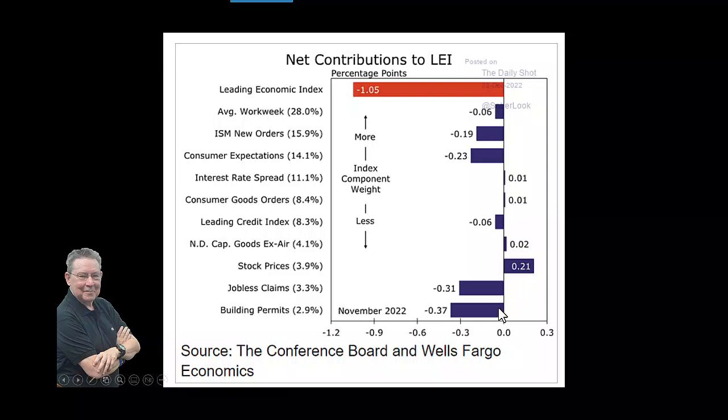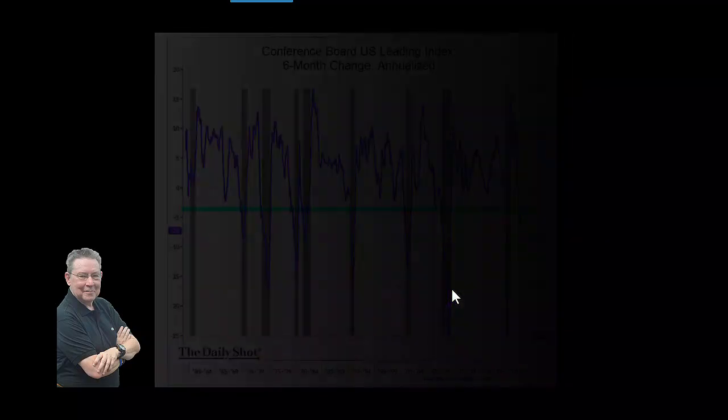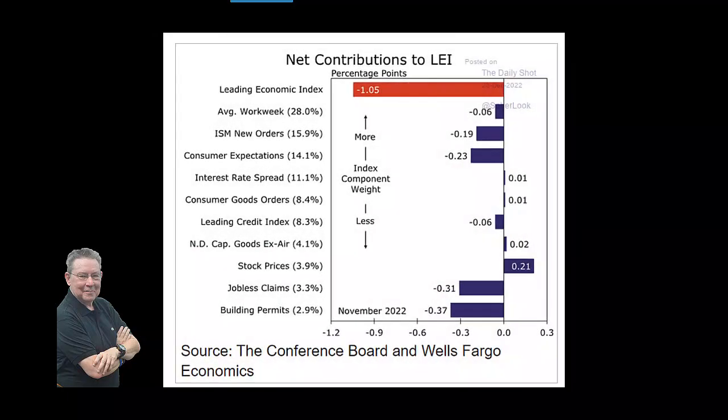But some of the big negatives: building permits. The housing market is the biggest component of the economy, and building permits are a leading indicator of housing starts. So if building permits are down, housing starts will be down, which means the economy is going to weaken. Jobless claims: everybody keeps telling us the economy is really, really strong, but we can see that jobless claims are starting to increase.